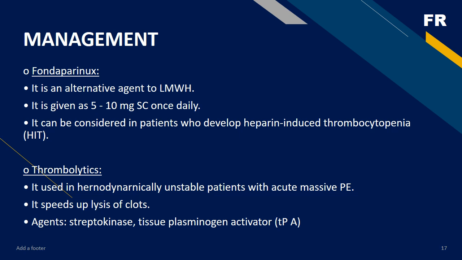Thrombolytics are used in hemodynamically unstable patients with acute massive pulmonary embolism. It speeds up lysis of clots. The agents used are streptokinase and tissue plasminogen activator, which is the recombinant form, so rtPA. It carries risk of intracerebral hemorrhage with no mortality benefit, so it should be given with caution.